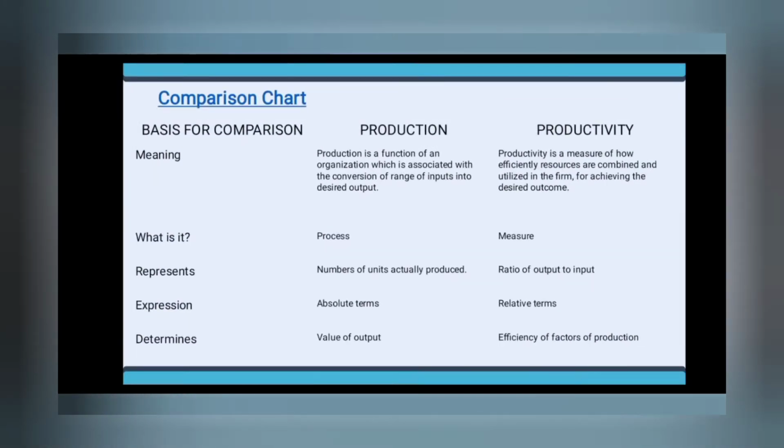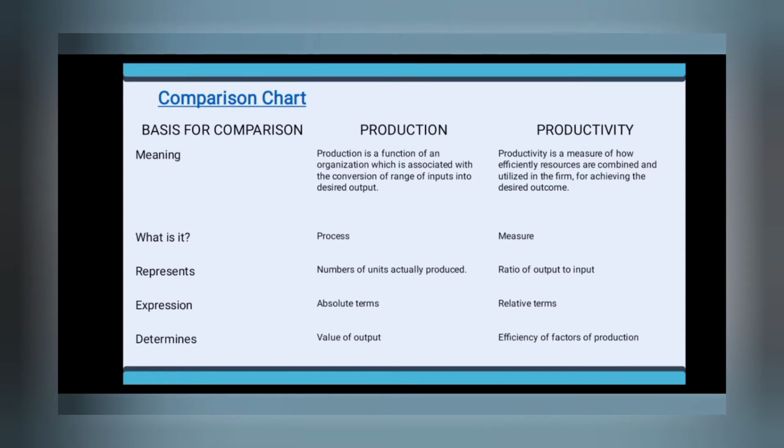This is our comparison chart, basis of comparison, production and productivity. You can see meanings. Production is a function of an organization which is associated with the conversion of a range of inputs into desired outputs. And productivity is a measure of how efficiently resources are combined and utilized in the firm for achieving the desired outcome.